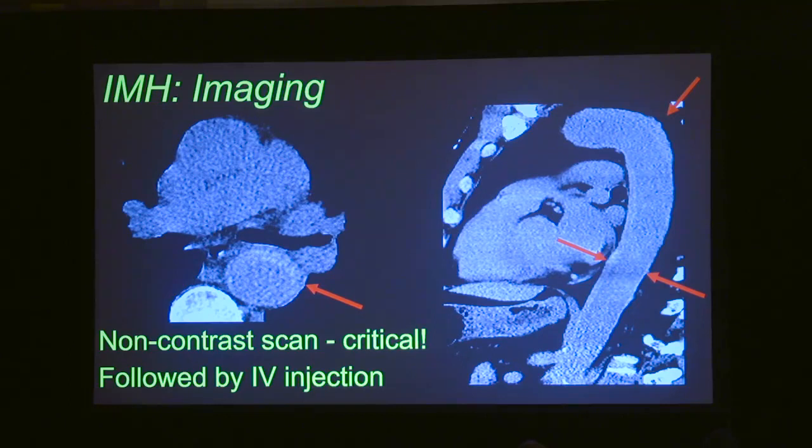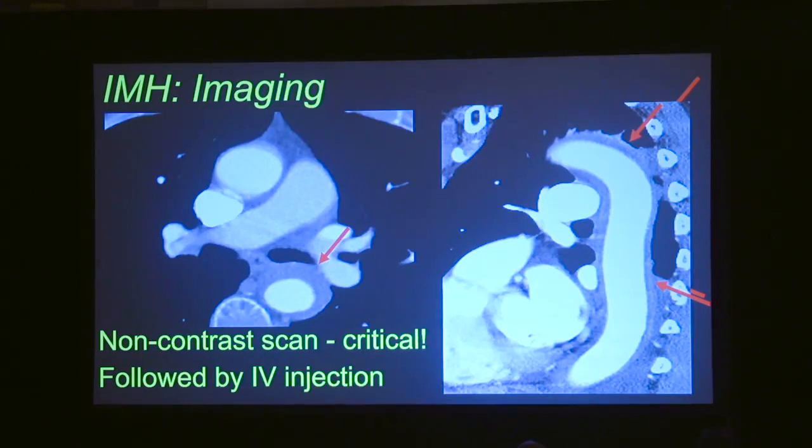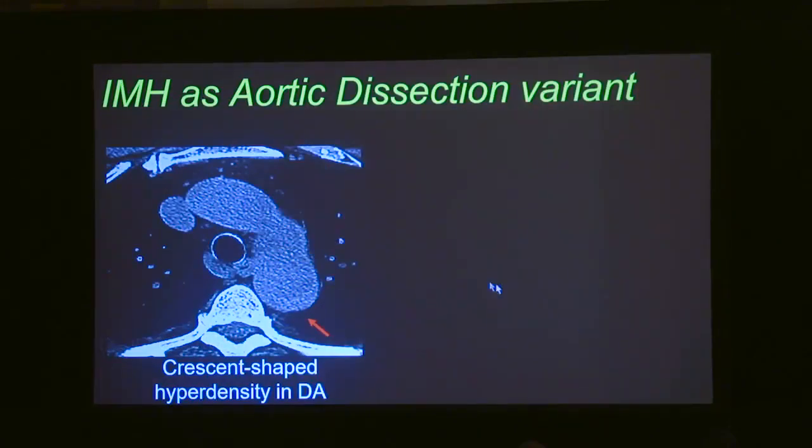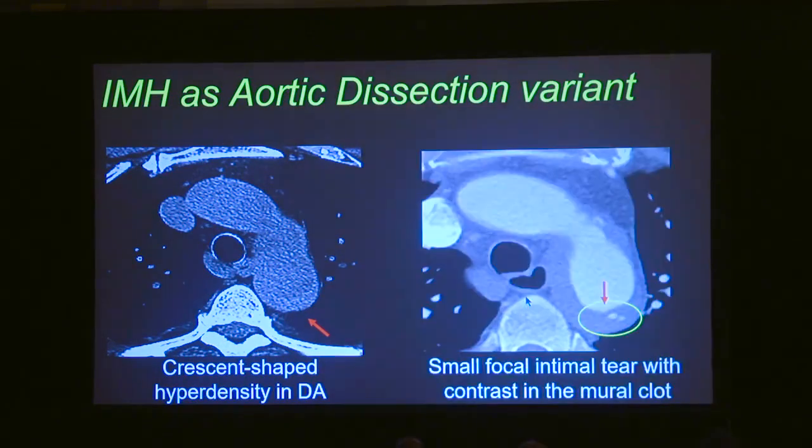And then this is followed by a contrast injection to evaluate for the intimal flap or possible dissection. And in this case, there was none. But this just shows that you could easily miss an intramural hematoma if you do not do the pre-contrast or non-contrast study. And this is a nice, I think, example explaining that this is all a spectrum of diseases.